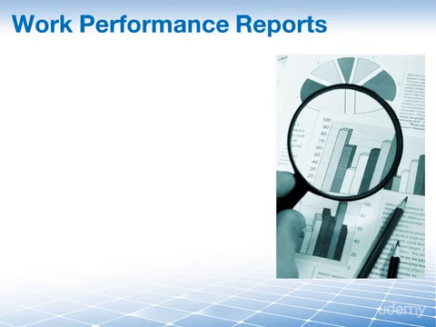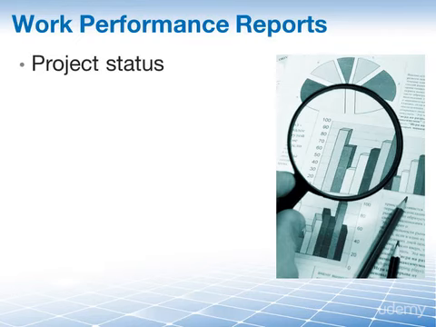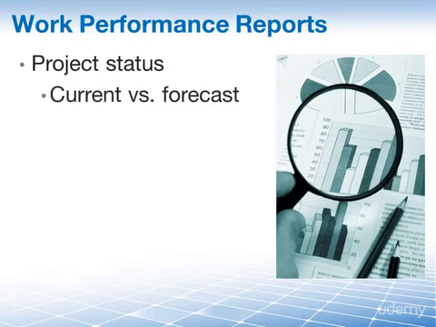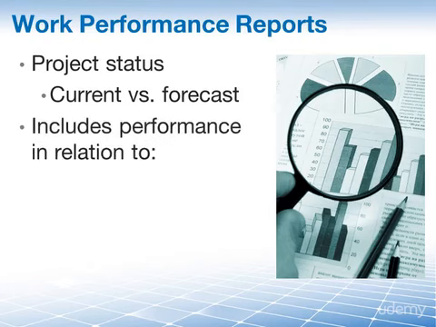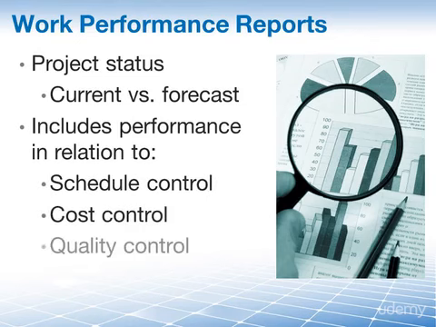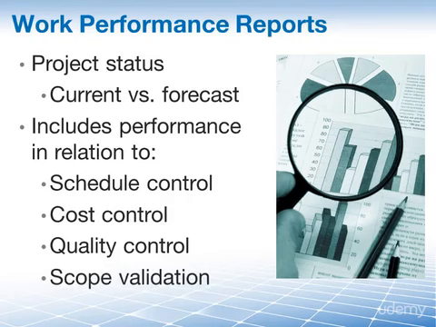Our next input are the work performance reports, which are defined as the physical or electronic representation of work performance information compiled in project documents intended to generate decisions, actions, or awareness. Yes, that's the PMBOK guide definition there for you. In other words, these work performance reports tell us the status of our project, including a comparison of current versus forecasted numbers. So we know exactly that we are ahead of schedule in work package 1, but behind schedule on work package 2. Work performance reports would include performance in relation to schedule control, cost control, quality control, as well as scope validation and other things.